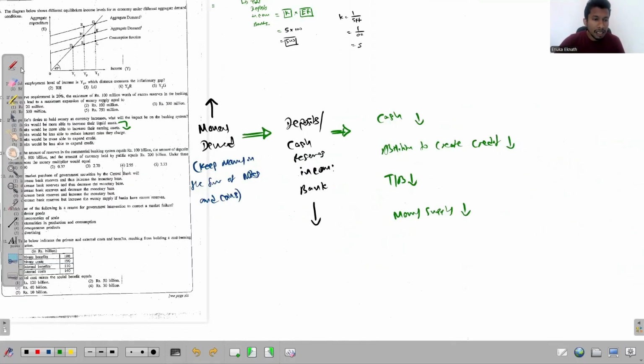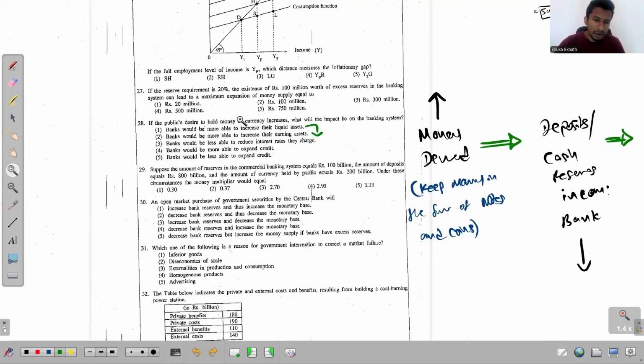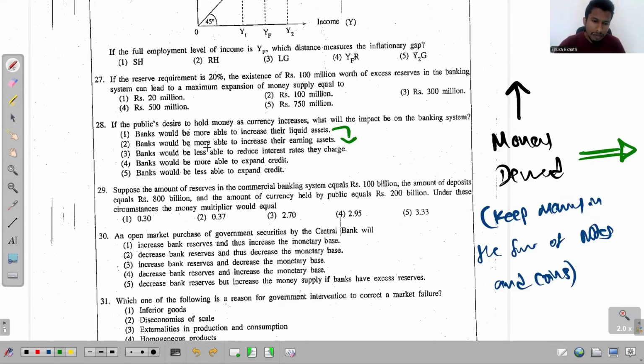But what happens when money demand increases? When money demand increases, your ability to invest in treasury bills, your ability to create loans, that drops. So this is also wrong. Banks would be less able to increase their earning assets. So that's the true statement, but this says the opposite. So this is also not the answer. The third one, banks would be less able to reduce interest rates they charge.